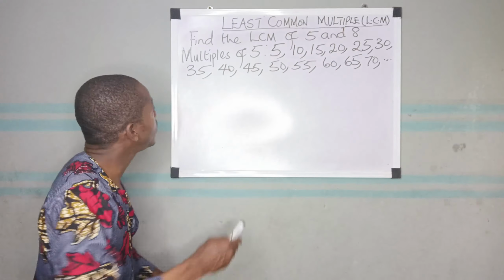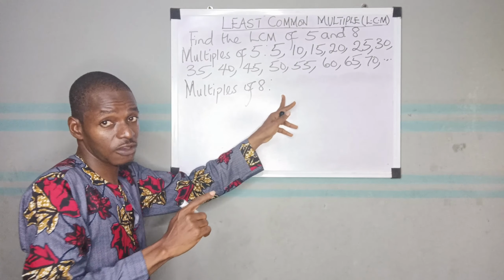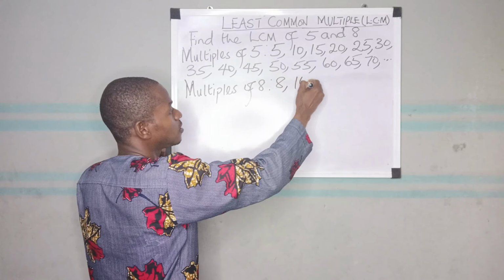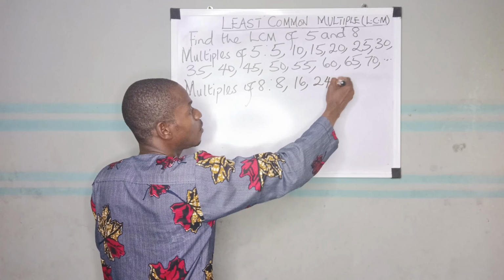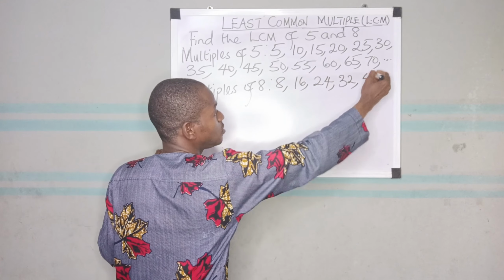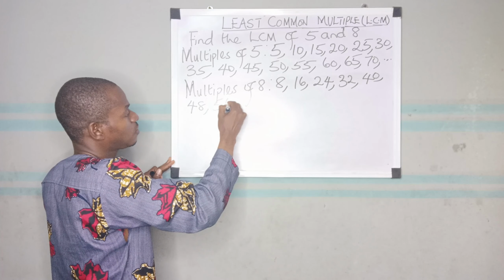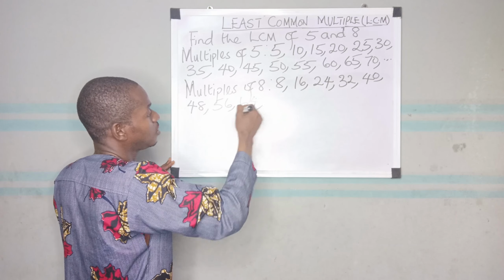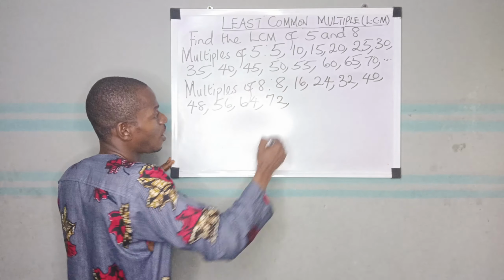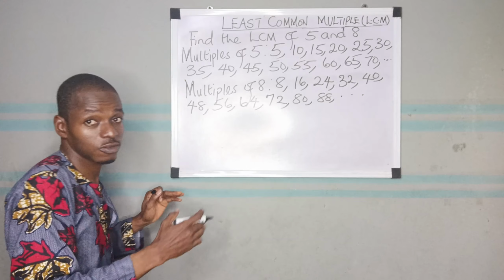Okay, so we look at multiples of 8. Let's list out the multiples of 8. The first multiple of 8 is 8 itself. So 8, you have 16, just be adding 8 to it. 8, 16, 24, 32, 40, 48, 56, 64, 72, 80, 88, and so on and so forth.